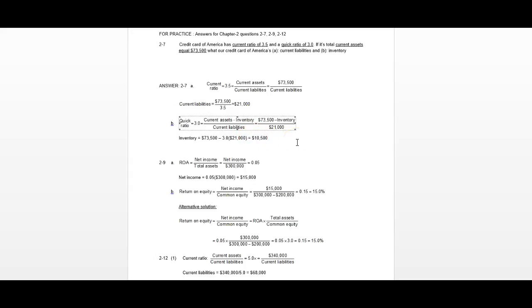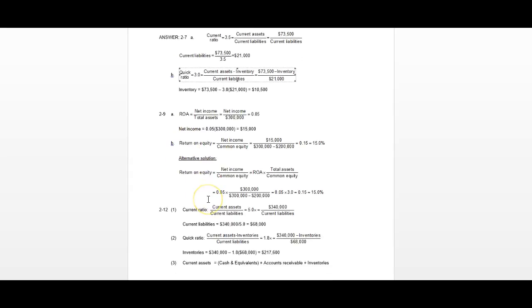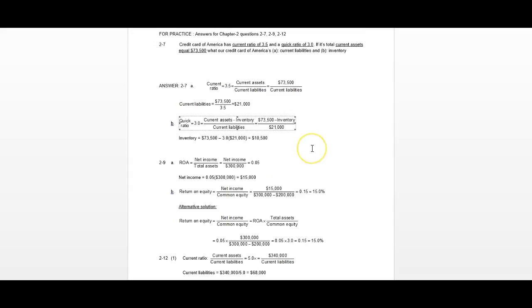In Canvas, I have posted the Word document that shows the answers for 2.7, 2.9, and 2.12, and this way you can practice. When you do the assigned problems from the back of chapter 2, this exercise will be helpful for you.